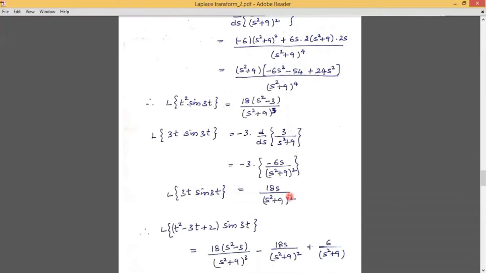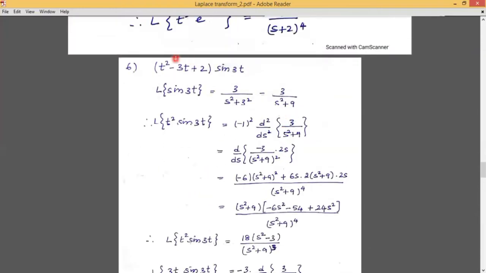So Laplace transform of t square sine 3t will be, since it is t square, we'll have minus 1 whole square, and the second derivative of 3 by s square plus 9. So the first derivative is minus 3 by s square plus 9 whole square, and the derivative of s square plus 9 is 2s. And again differentiating this with respect to s, I have used the quotient rule here. So considering this as u and this as v, and using the quotient rule, u dash v minus uv dash divided by v square, we have this, and this is a simplified form.